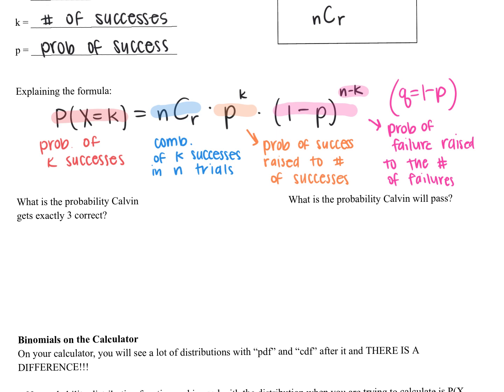table, now we're going to go ahead and calculate the probability that Calvin gets exactly 3 correct and the probability he passes using our formula. So the probability that x equals 3, we're going to do 5 choose 3, because there were 5 questions, we want 3 of them correct, times the probability of success is 1/2 because it's a true-false test, so 1/2 to the 3rd, times probability of failure, also 1/2 squared.